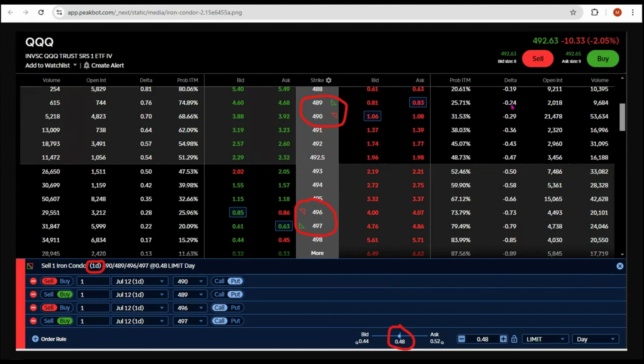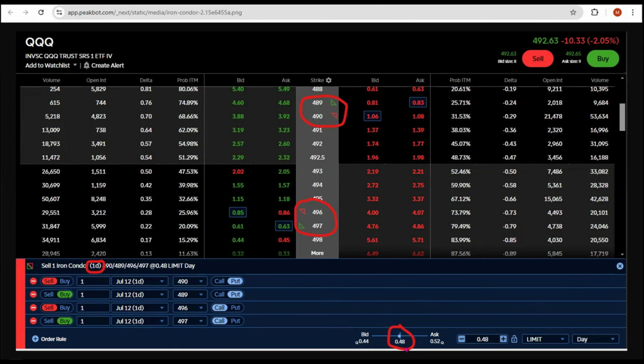So straddling the 25 delta on the put, so 24 and 29. So 25 is going to be in between, right? And then here on the call, straddling the 25 delta, 22 and 28. So that straddles it. So there's the numbers. All right, this one was July 12th when they did it.